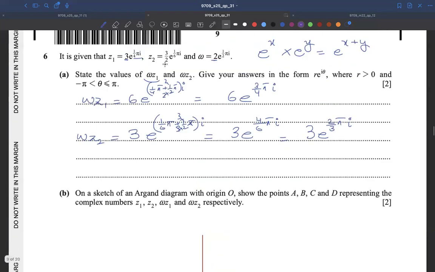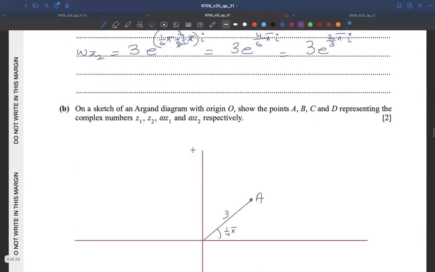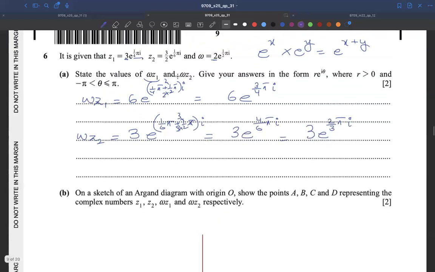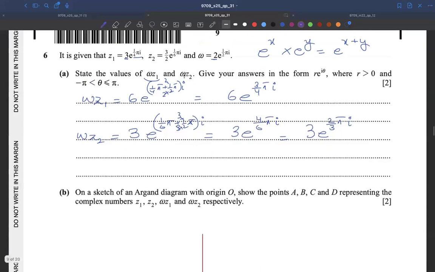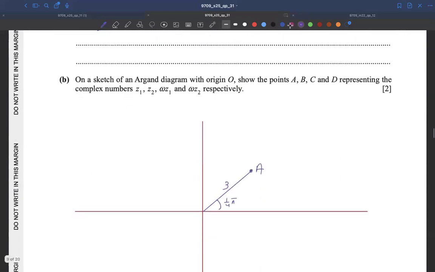Z2 is 3 upon 2, so the magnitude is 1.5, so it will be half of A, and the angle is 1 upon 6 π. So 1 upon 6 π, if you think about it in terms of degrees, that is 30, and 1 upon 4 π is 45. So Z2 would be over here, half the magnitude of A, so this point would be B and this angle over here would be 1 upon 6 π.